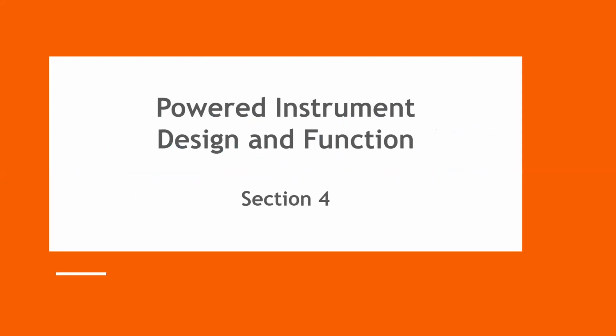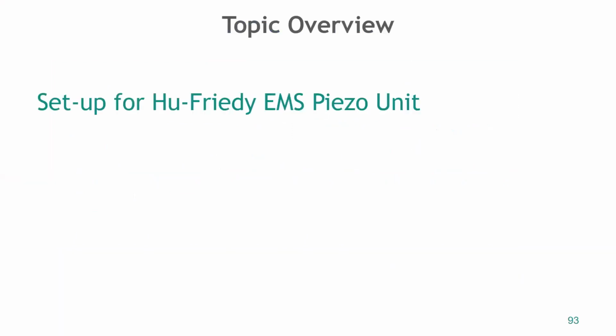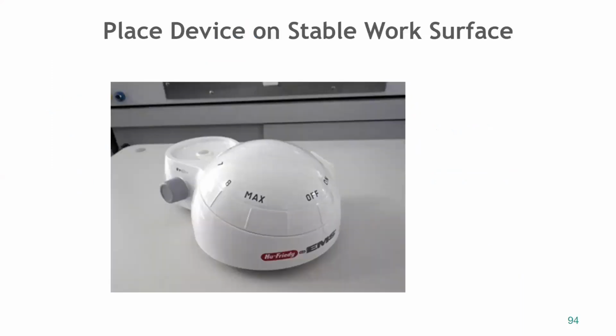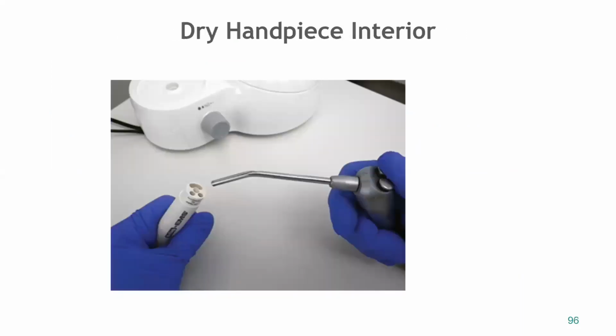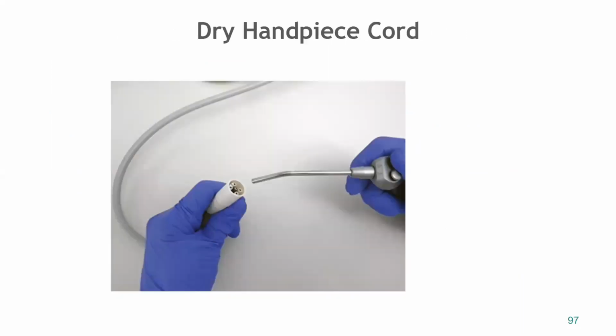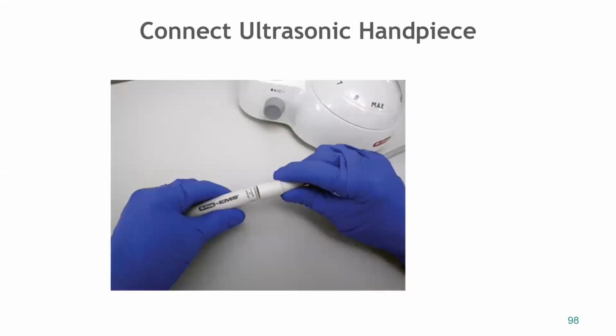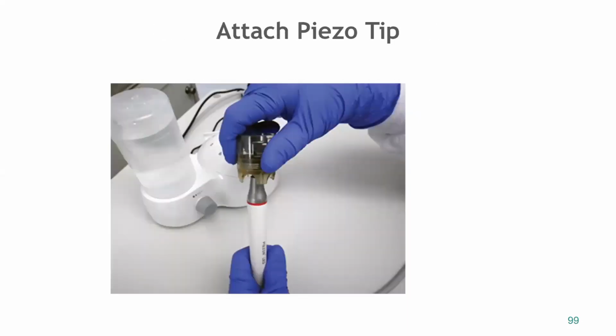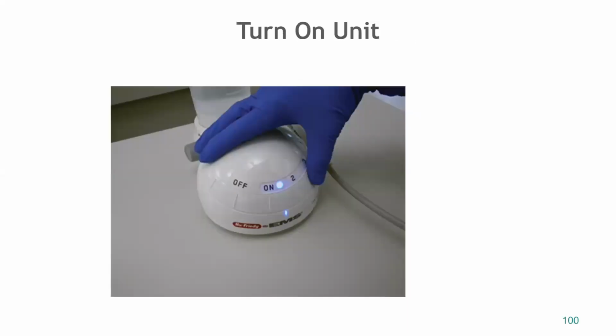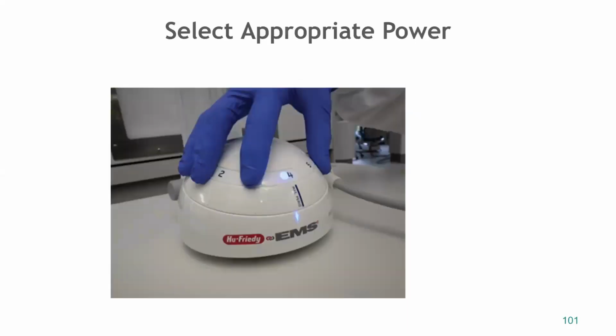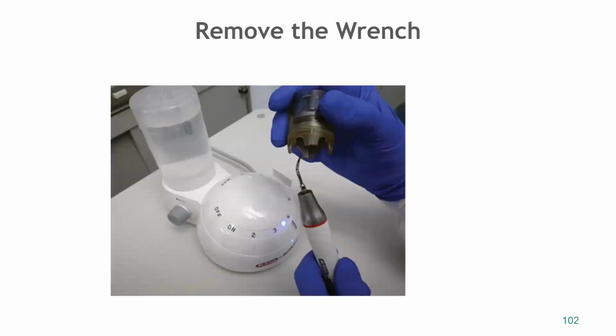Okay, design and function. So this is our piezo unit setup. We're going to connect our fluid reservoir, dry the handpiece, dry the cord, put them together, attach your piezo tip. This is all in the YouTube video that I put at the end also. Turn on the unit, select appropriate power, remove the wrench. This just helps you when you're putting the tip on and taking it off so that you don't poke yourself, okay?